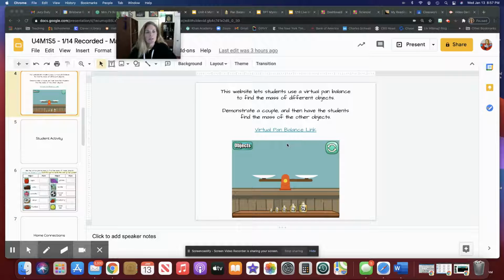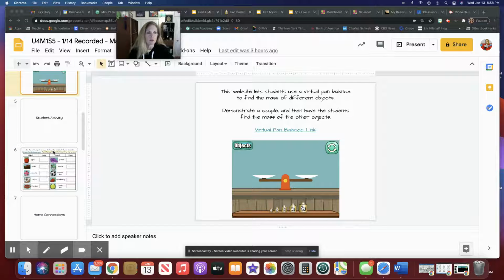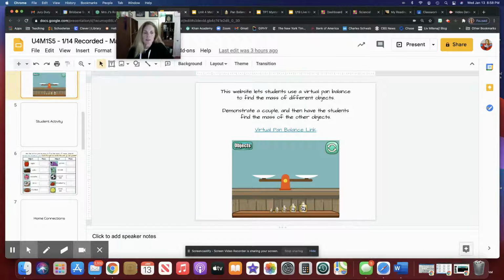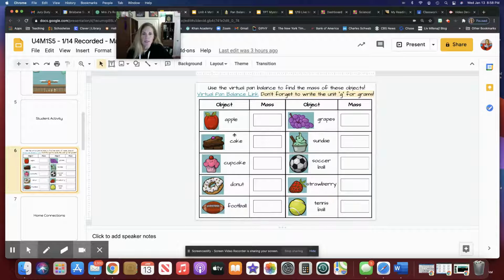So you're looking at slide 4 in your math unit 4 notebook. This is the link to the virtual pan balance. But before we go there, I want to make sure that you see what you need to do. So on slide 6, you have something that looks like this. This is the same link. You're going to measure the mass of an apple and a piece of cake and a cupcake and a donut and a football and grapes and sundae and soccer ball and strawberry and tennis ball.